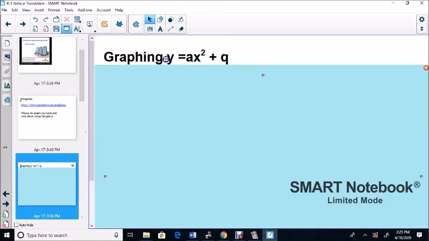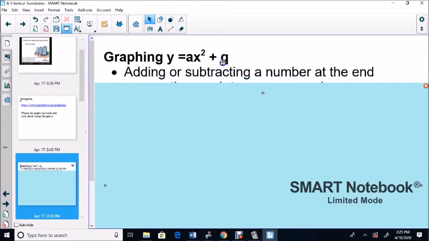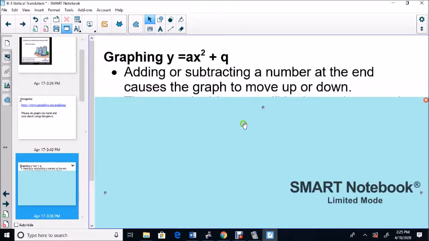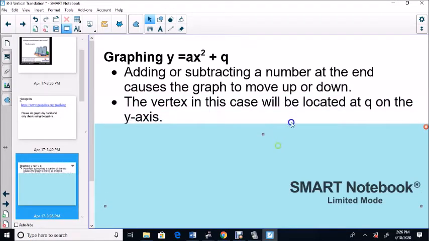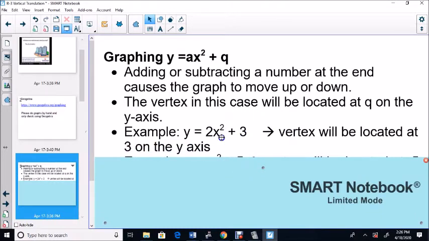Okay, first, graphing y equals ax squared plus q. If you add or subtract a number at the end here, it causes the graph to either go up or down. The vertex in this case will be located at q. Example, y equals 2x squared plus 3. Well, the vertex will be located at 3. It'll actually move up by 3. The whole graph will move up by 3.